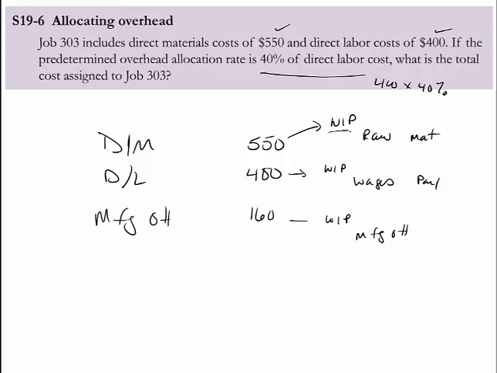And so you can see all three of these things. This is what's going into work in process. So the total is 1,110. But again, what we have right here is basically what's on that job cost record. The total materials, the total labor, and the applied overhead. And so everything's going into work in process. So the job cost record is everything that's going into work in process.